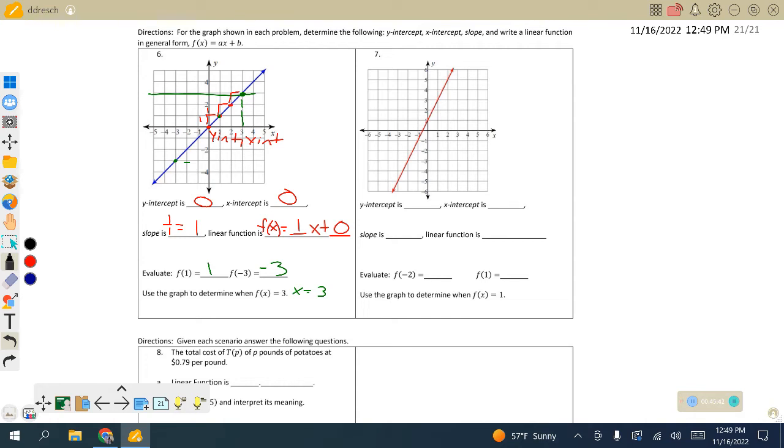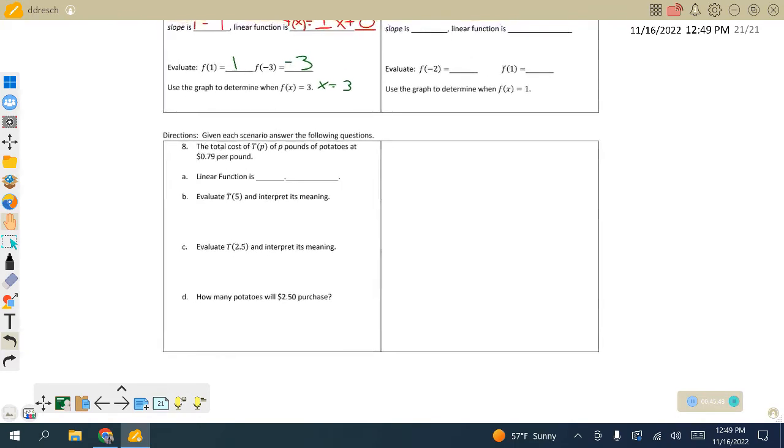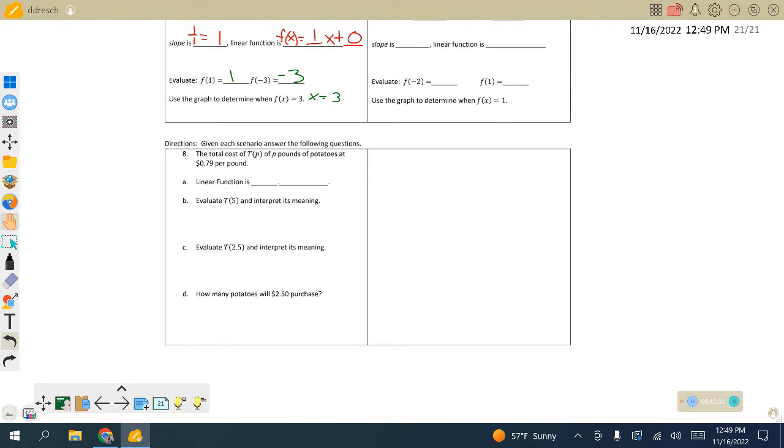Last part down there at the bottom. It's that time of the year. It's Thanksgiving. Along with Thanksgiving, usually comes some potatoes, right? Mashed potatoes. All right. So, total cost of potatoes is 79 cents a pound.